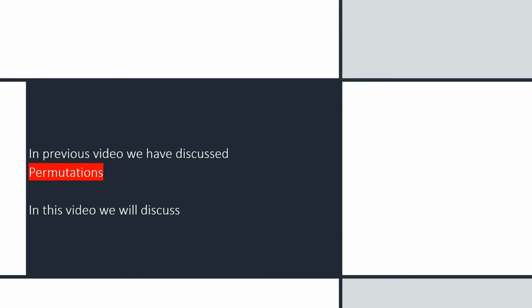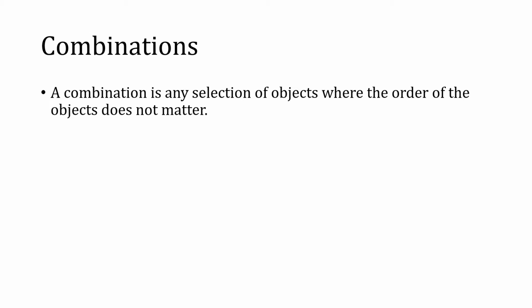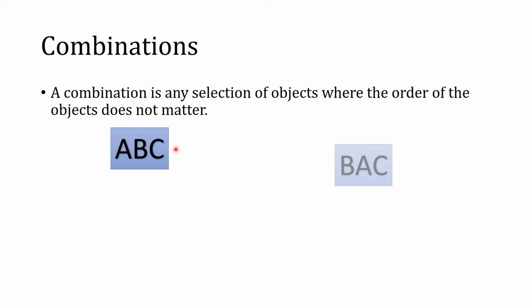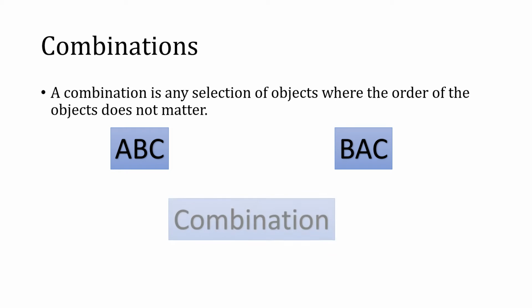Hello guys, in the previous video we discussed permutations, where the order of each object is important. In this video we will discuss combinations. A combination is any selection of objects where the order of objects does not matter. For example, the different permutations ABC and BAC are considered the same combination.